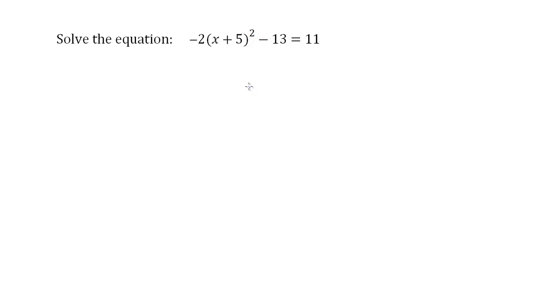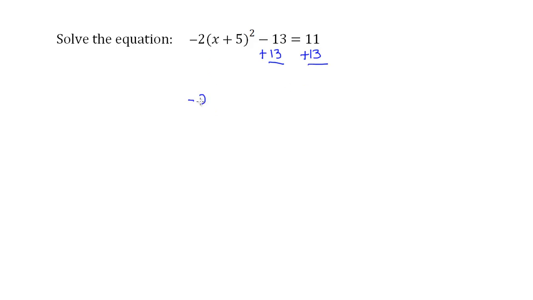Now, to employ the square root property, we want to isolate this quantity here, which is being raised to the second power. That means we want to move this -13 and this -2 to the right side. We need to use reverse operations to do that. So we want to get this by itself. The first thing we need to do is move this -13. So let's add 13 to both the left side of this equation and to the right side of this equation.